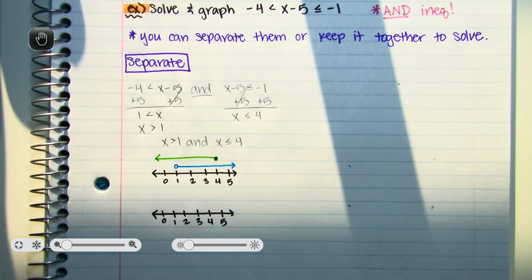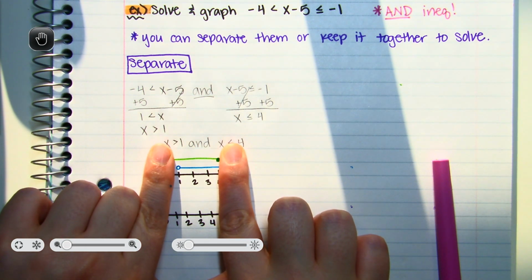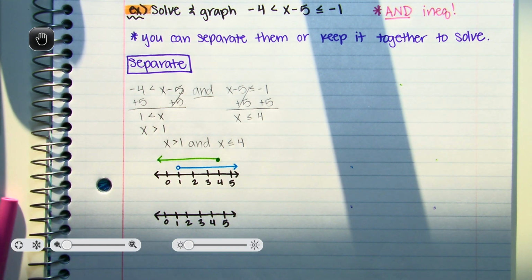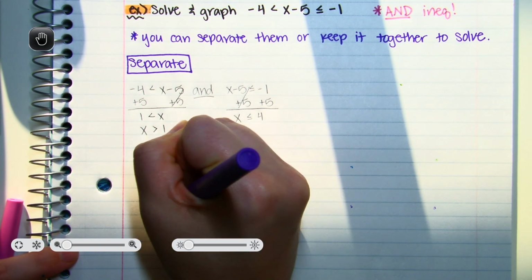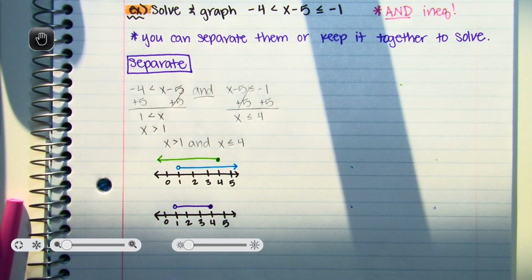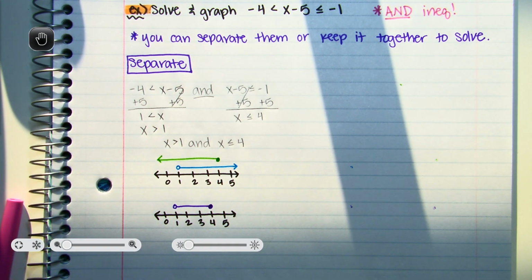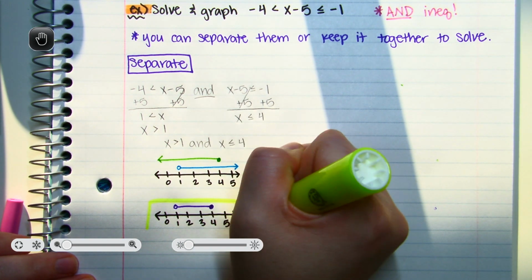And my final answer is where they overlap. So my final answer is here, where the blue and green lines overlap. So I have the open circle at 1, the closed circle at 4, and it's everything where the blue and green overlaps, which is everything between those two numbers. This is our final answer.